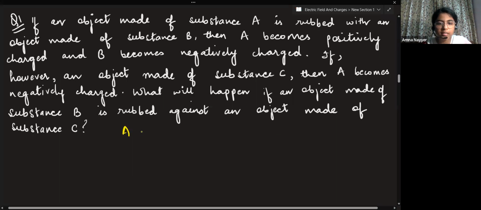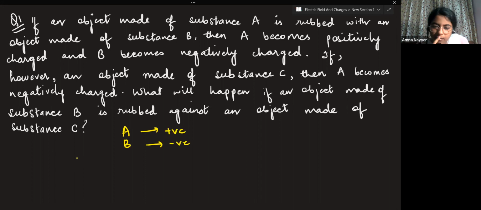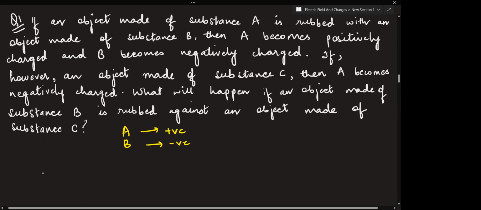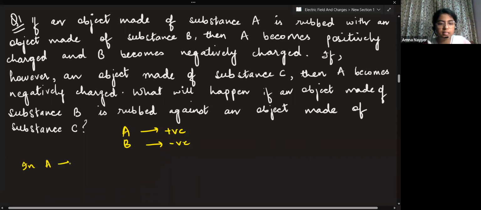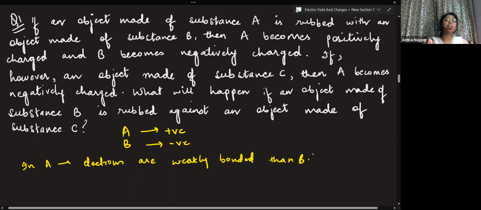So if A is positively charged as provided by the question, B becomes negatively charged. Okay, so what does this say? If A is positively charged, B is negatively charged, then electrons are weakly bonded in which one? In A or B? A. So this shows that in A, electrons are weakly bonded than B. So in this question, we have taken only three substances.